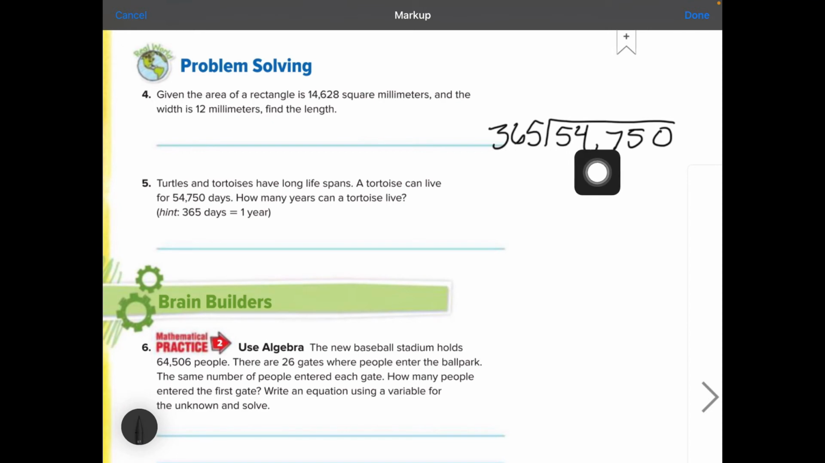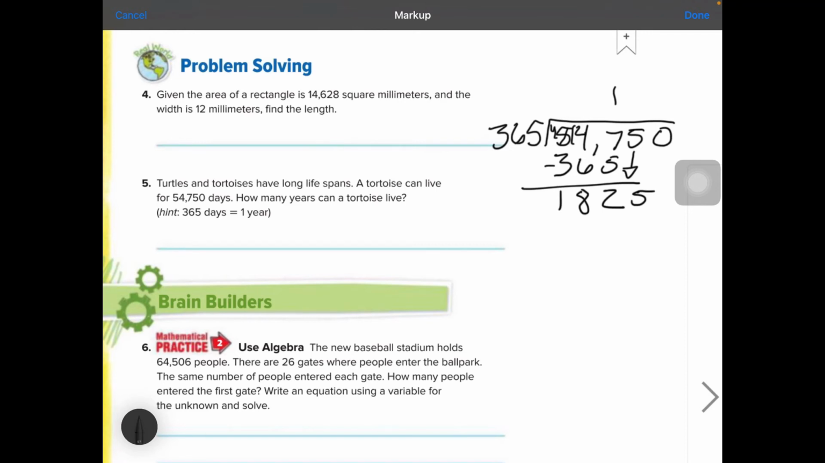So 365 won't go into 5. It won't go into 54. It will go into 547 about once, because if I move us twice, that would be 6, maybe 700. So it'll go into about once. So 365. 7 minus 5 is 2. But you cannot take 6 from 4, so I'm going to borrow and turn that into a 4 and that into a 14. 14 minus 6 is 8. And 4 minus 3 is 1. Okay, there's my answer. And I got to bring down the 5.